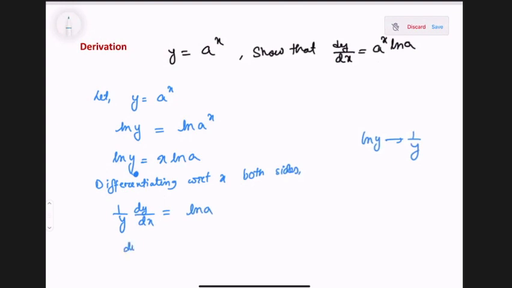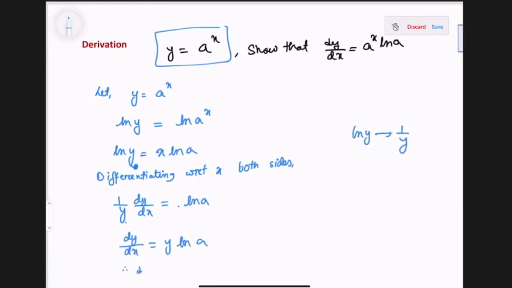So from here, if I make dy by dx the subject, if I cross multiply this, we get y ln a. y is actually a to the power x. So dy by dx is a to the power x ln a.